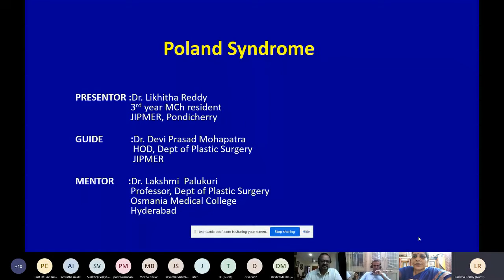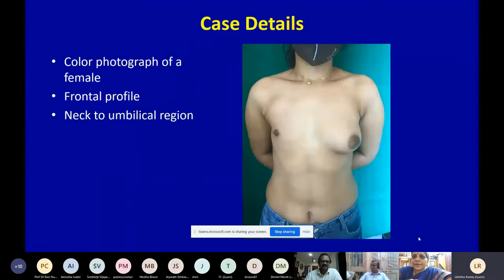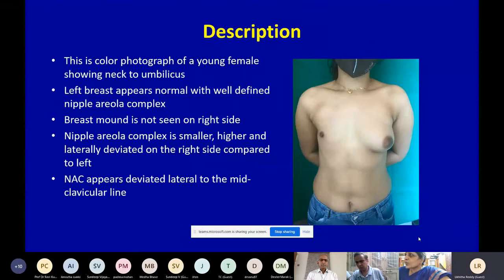Here, I'll be presenting the case on Poland syndrome. The clinical details given to me were a photograph of a female, showing the frontal profile extending from the neck to the umbilical region. Based on the photo, I would like to describe it like this.